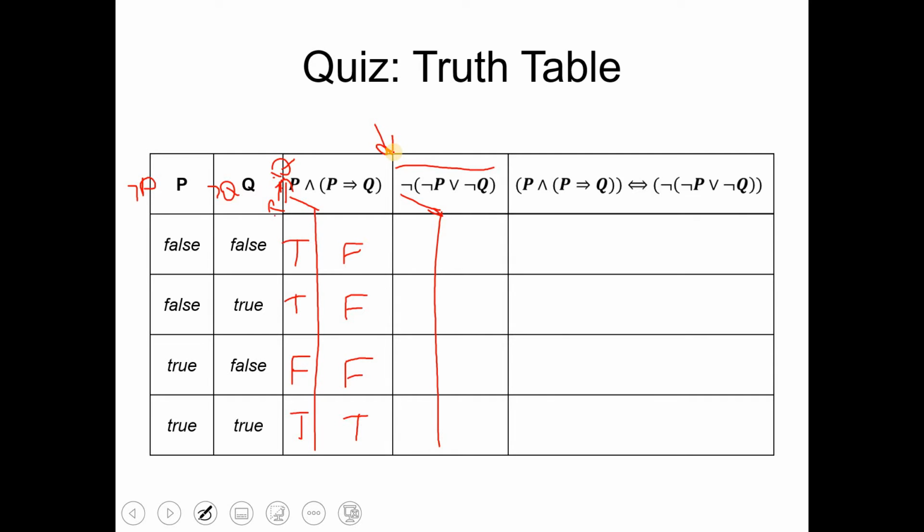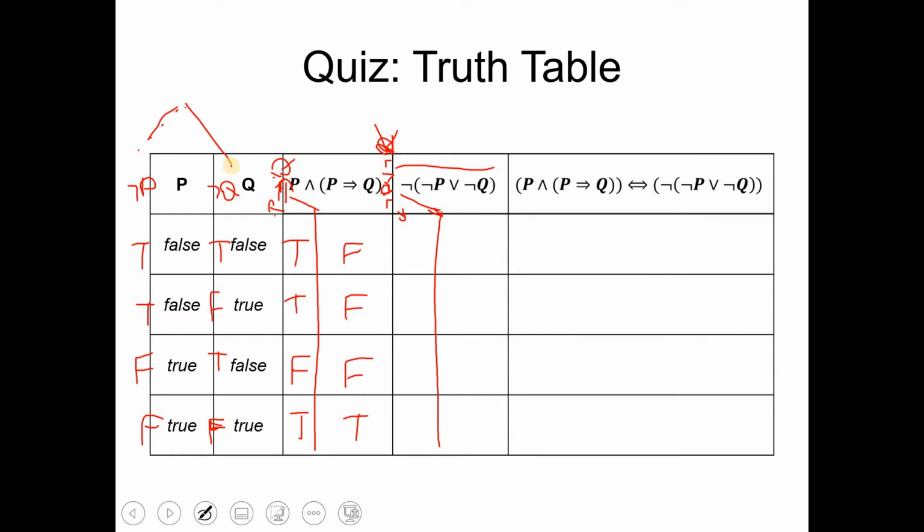Not P and not Q. I don't have space here. So not P is true, true, false, false, and not Q is true, false, true, false. So this is not P and not Q. Now I will write here not P or not Q.